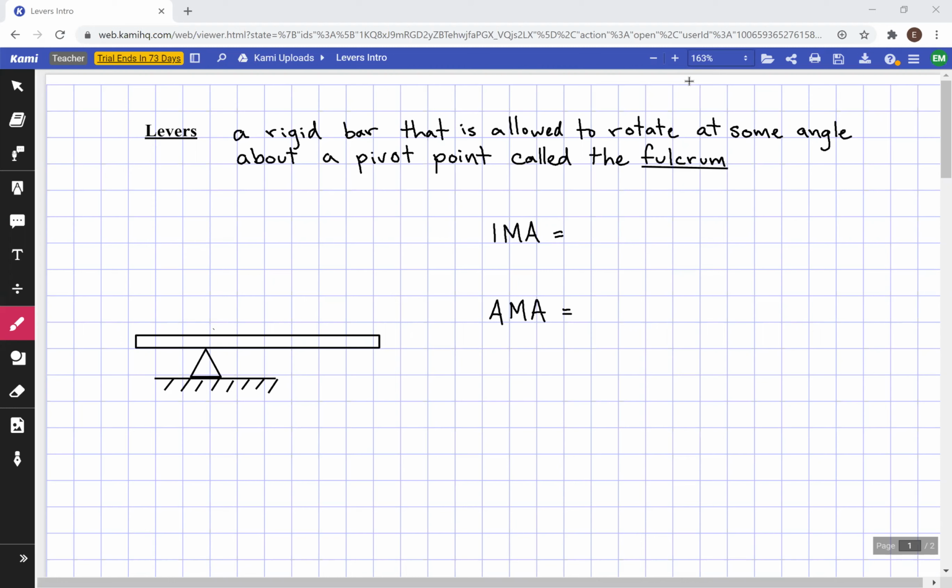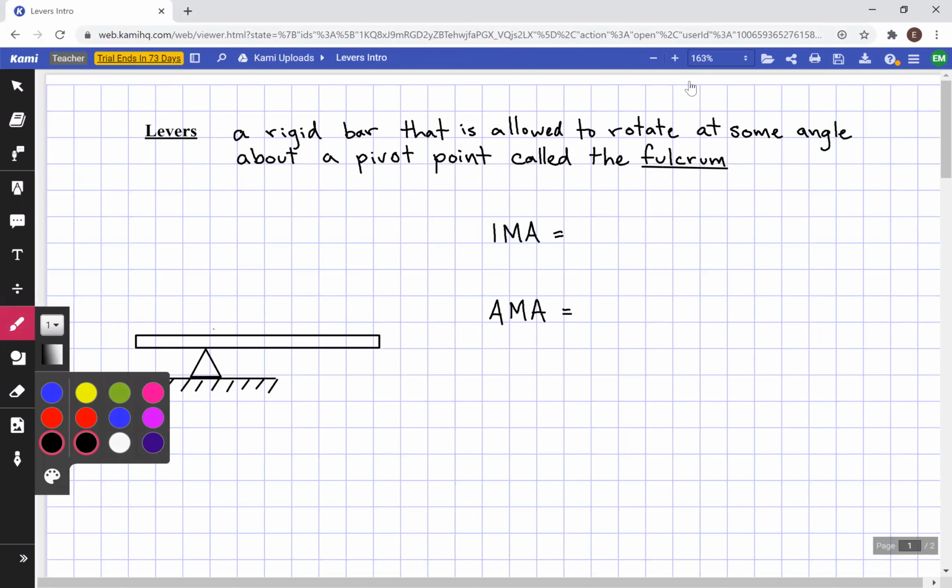In its simplest form, a lever is a rigid bar that's allowed to rotate at some angle about a pivot point, and that pivot point we call the fulcrum. That might be a vocab word you're familiar with. Now, to connect back with what we were doing last week, we can calculate the mechanical advantage of a lever system. We have the ideal mechanical advantage and the actual mechanical advantage.